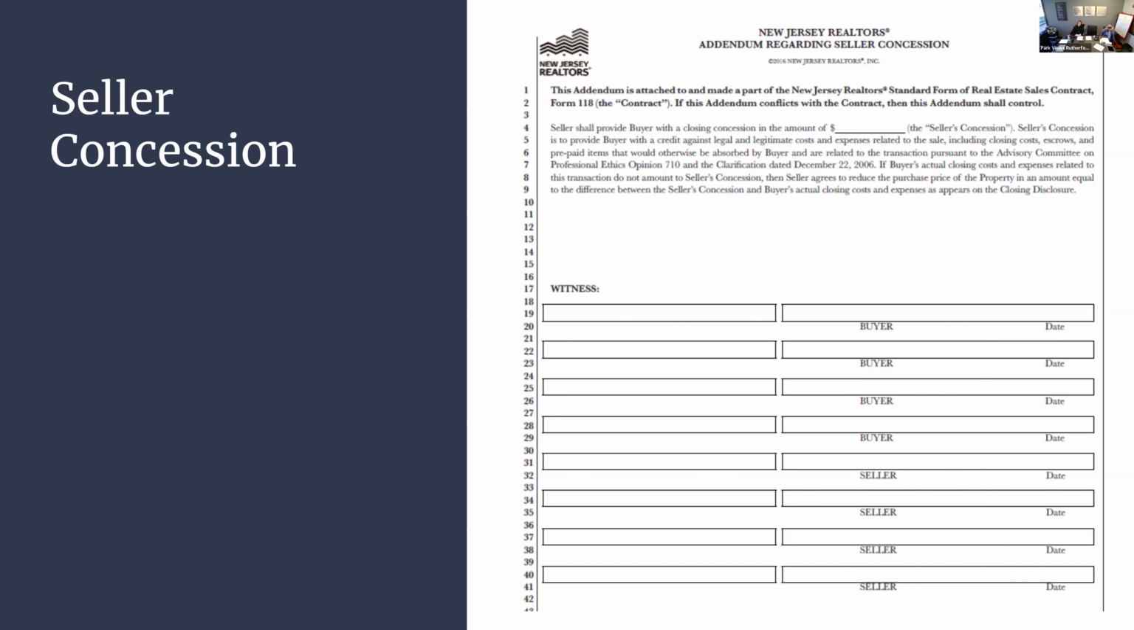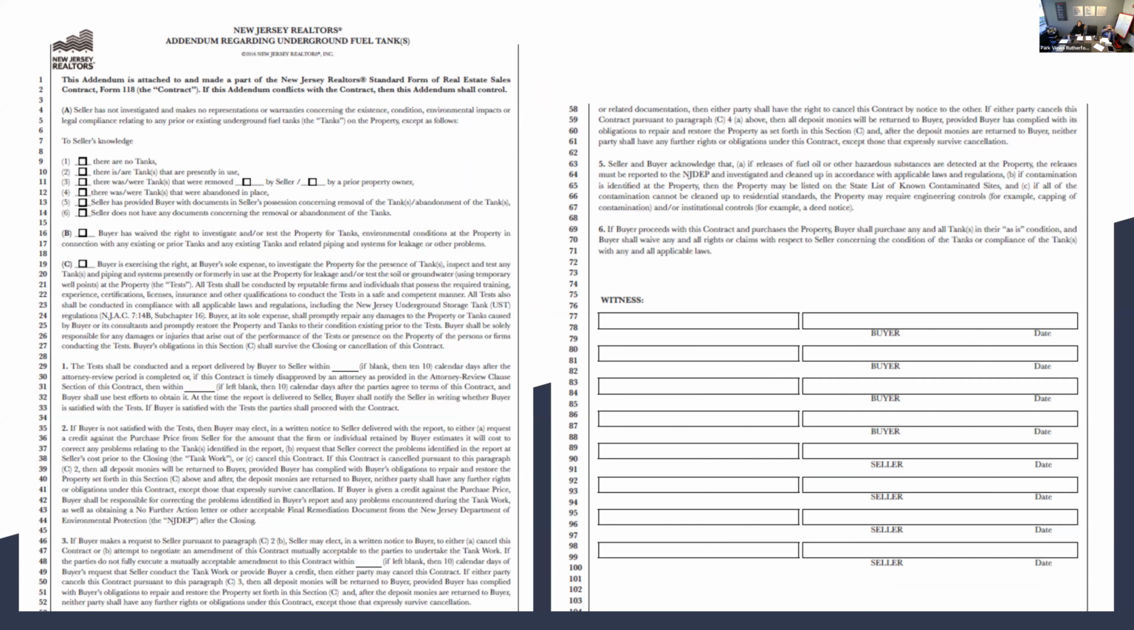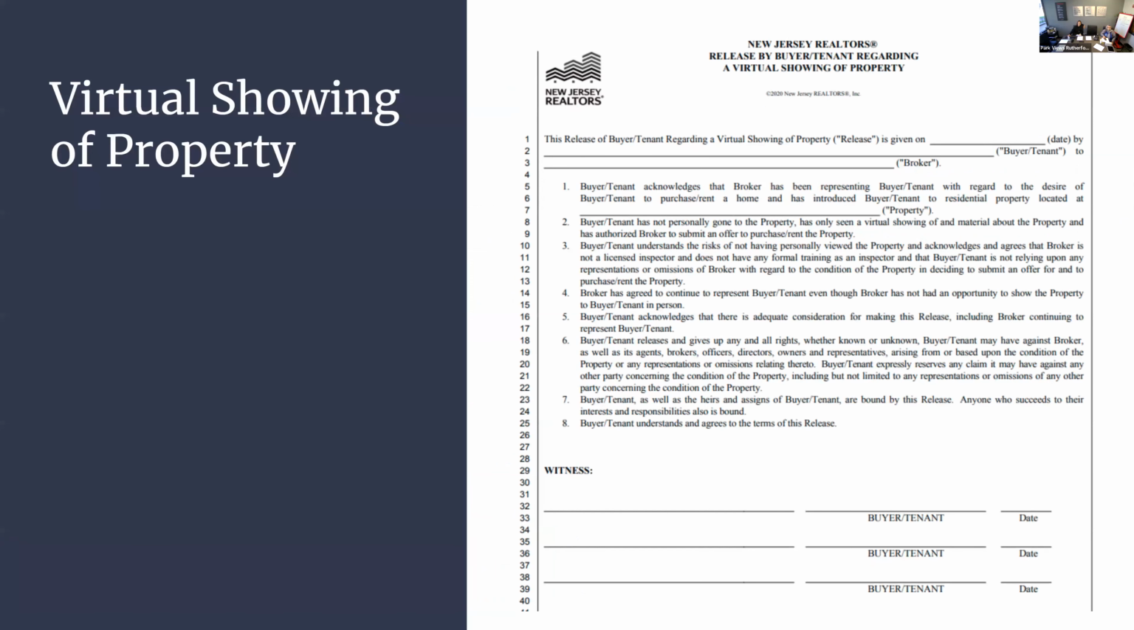Seller's concession, we just discussed. And what is this? You can't see the top because it's covered. I think it's the oil tank. If there are any tanks on the property, then it will have to be disclosed on this form and signed by everyone. Here's a really good form to use.